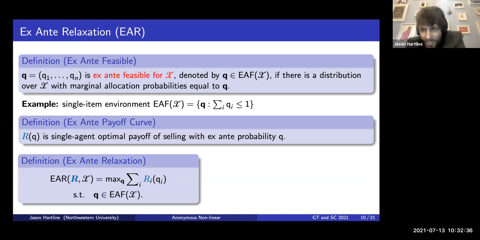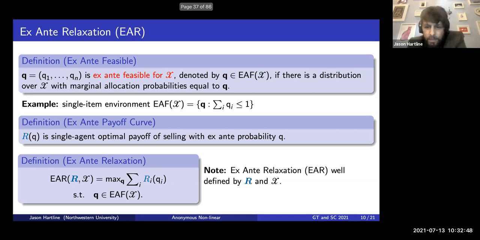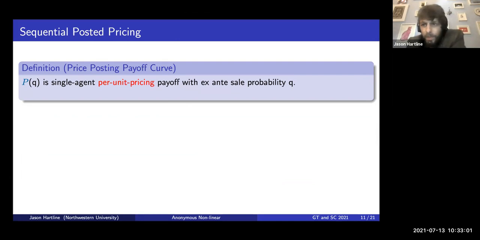So what you see here is that in essence, the optimization problem decomposes across the agents. Once you tell me the probability I sell to any agent, I know my best revenue. It's given by the revenue curve. By looking at the ex ante optimization problem, the revenue decomposes. All I need to know to solve this problem is these revenue curves and the feasibility constraint, and I can tell you what this ex ante relaxation is. Great.